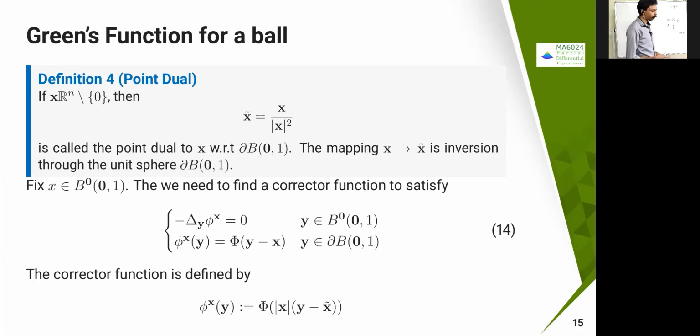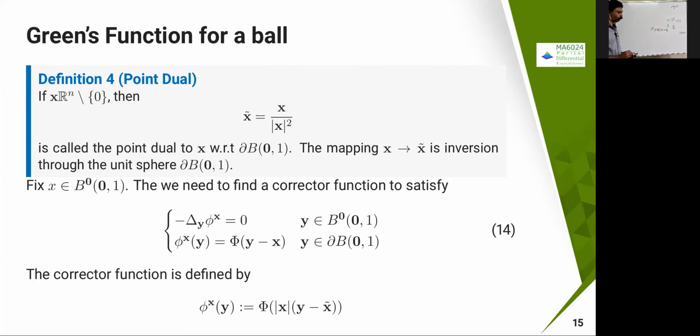Now suppose you take x belongs to the unit ball B(0,1). What we need to do is define the corrector function. So here I'm going to define the corrector function in this way: phi of x, y is nothing but Phi of |x| into y minus x-bar. This is my corrector function.